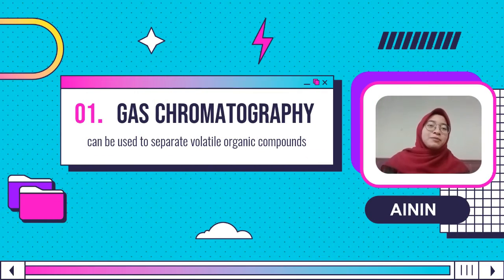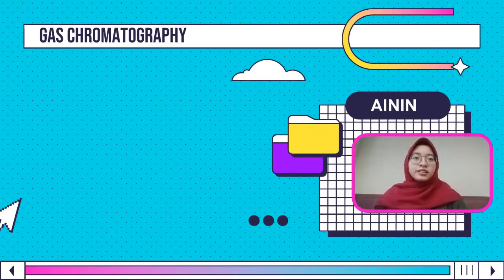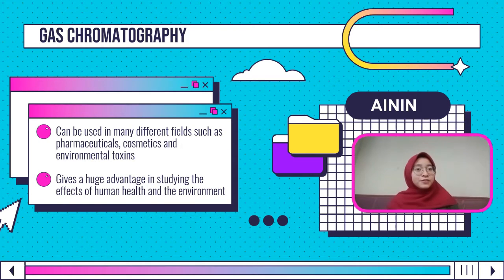Next, I will explain about gas chromatography. Gas chromatography is a chromatographic technique that can be used to separate volatile organic compounds. It can be used in many different fields such as pharmaceuticals, cosmetics, and in this case, environmental toxins. Knowing the amount of each compound in a given sample gives a huge advantage in studying the effect on human health and the environment as well.